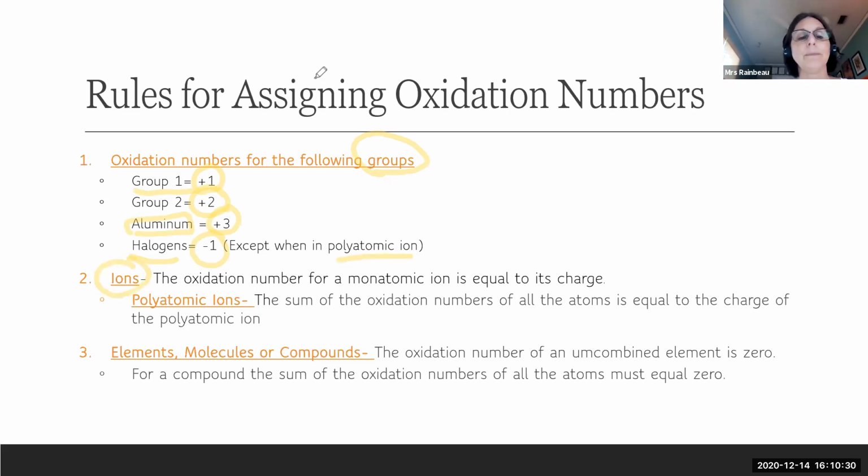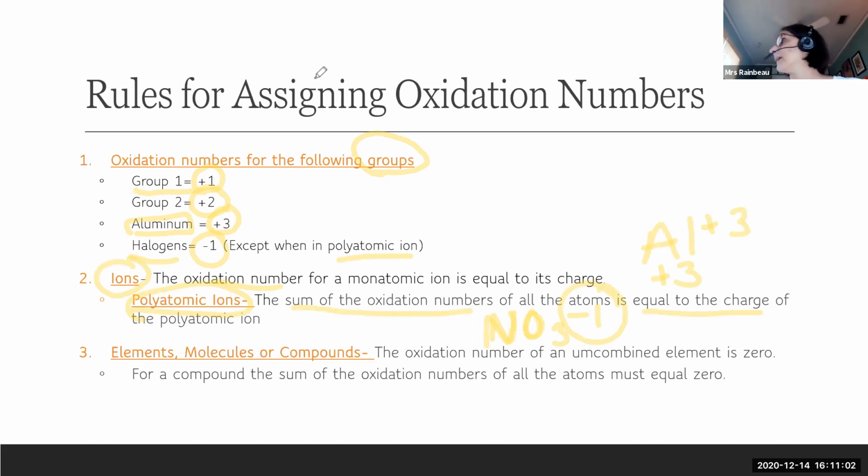When you have an ion, the oxidation number for that ion is equal to its charge. So Al plus 3 means that the charge for aluminum is plus 3. That's the oxidation number. If it's a polyatomic ion, then the sum of the oxidation numbers will be equal to the charge of the polyatomic ion. So NO3 -1: the sum of nitrogen and oxygen 3 times must equal -1.